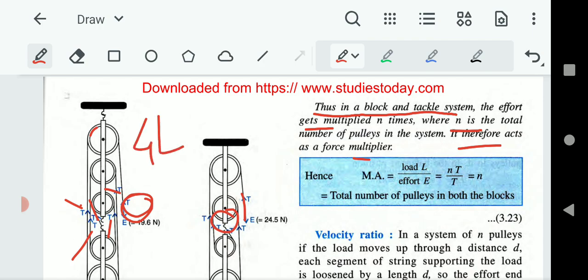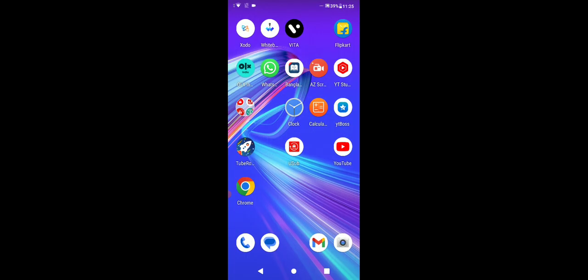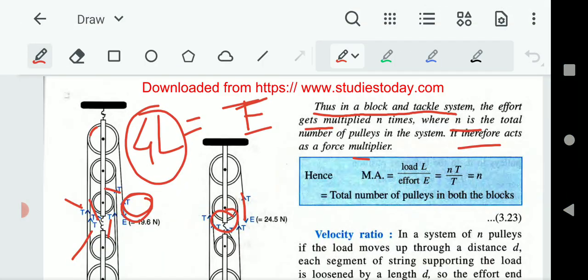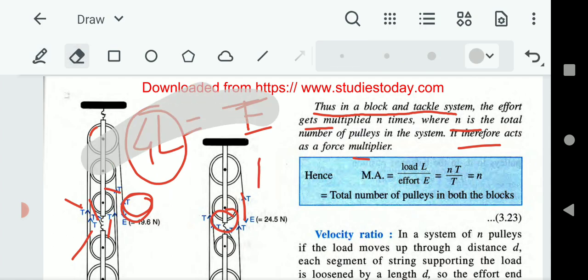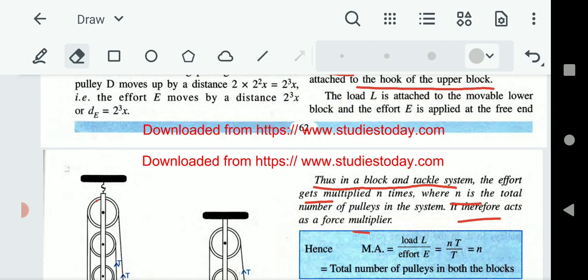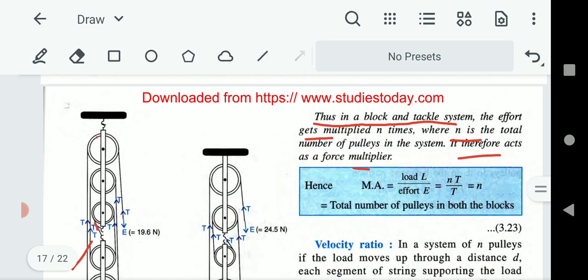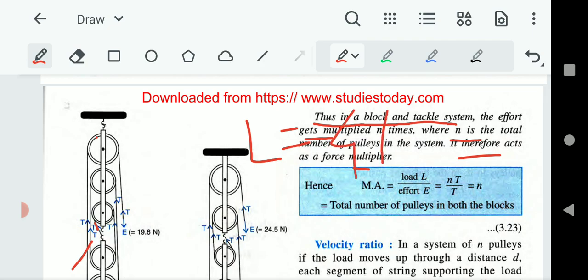Load is 4T, but effort is only T, or simply E. Load is 4T and effort is only T.